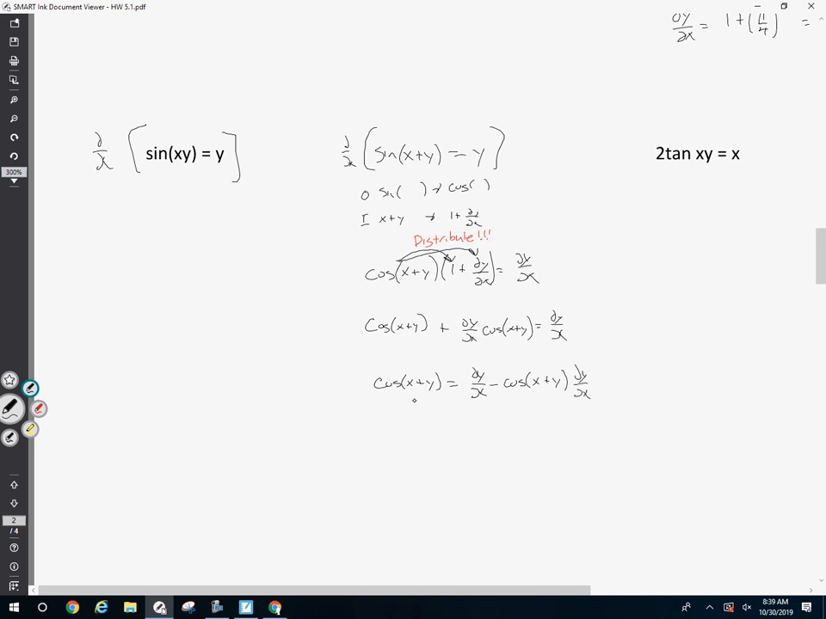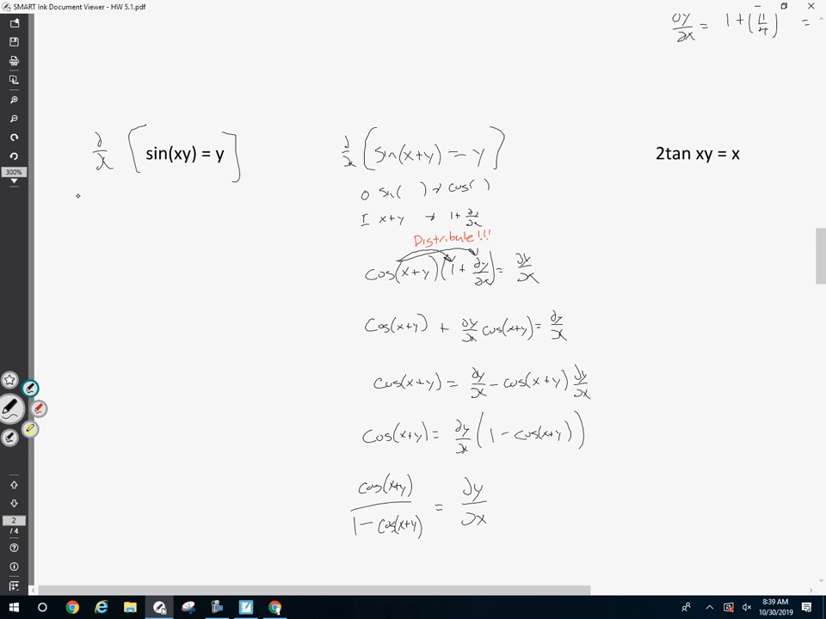I don't know why I moved it over there, but whatever. I get cos(x+y) = dy/dx (1 − cos(x+y)). Divide: dy/dx = cos(x+y) / (1 − cos(x+y)). Okay?